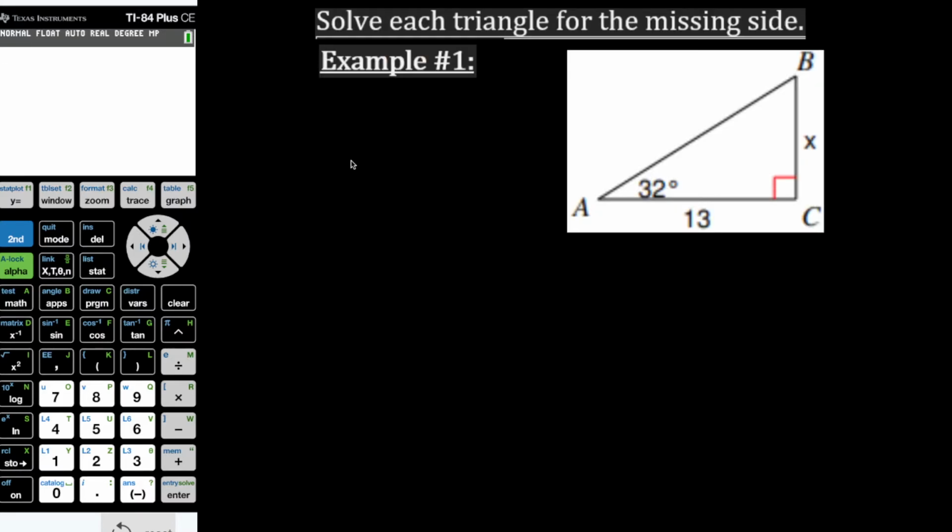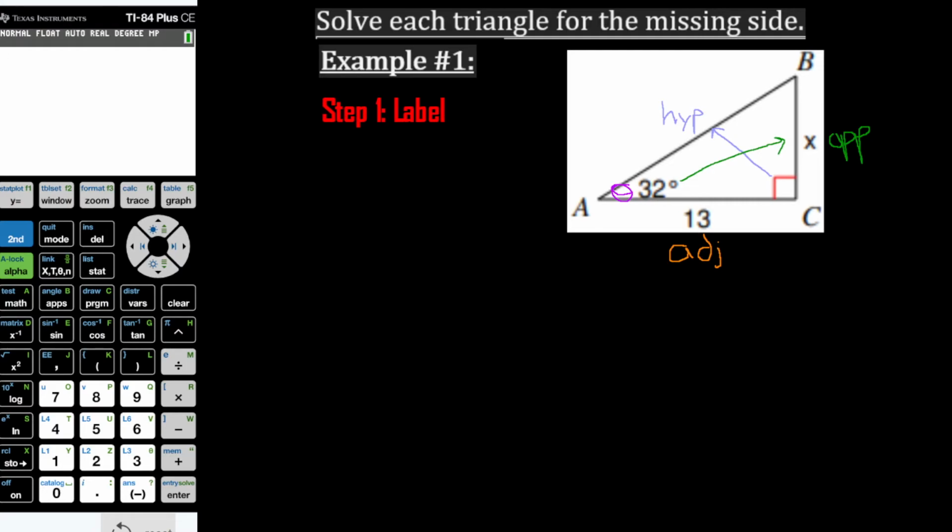Alright, so in that first example, we have this triangle ABC, and we're trying to solve for x, that missing side. So step one, we want to label. So I'm going to label my sides. I have the side opposite of the right angle, the hypotenuse, which we don't necessarily need for this one, but it helps us set it up. We have our angle theta, which is 32 degrees, and the side opposite of that angle theta is going to be x, which means that 13 is going to be the adjacent side.